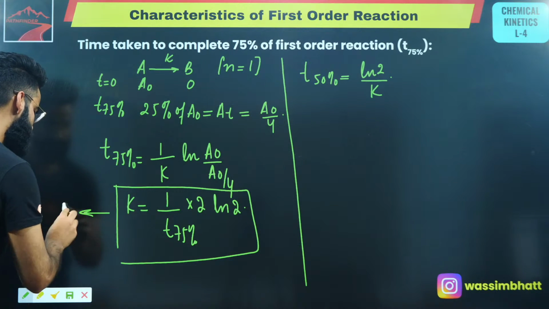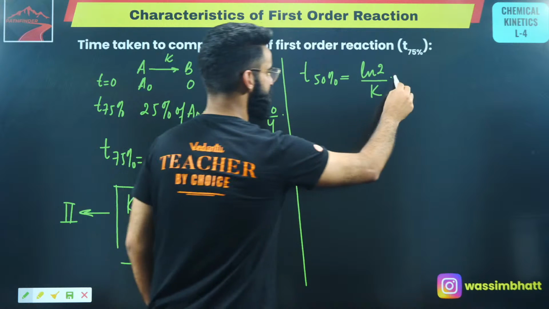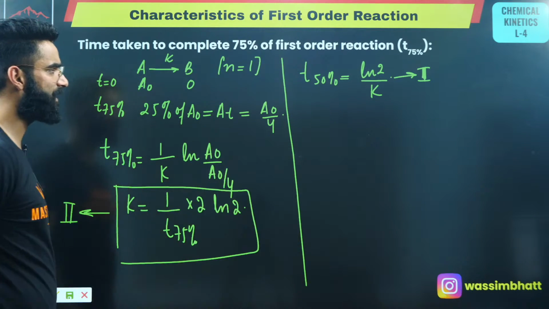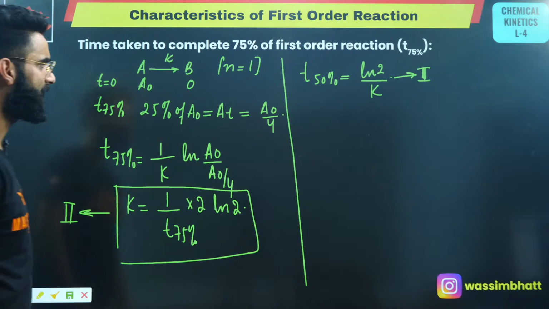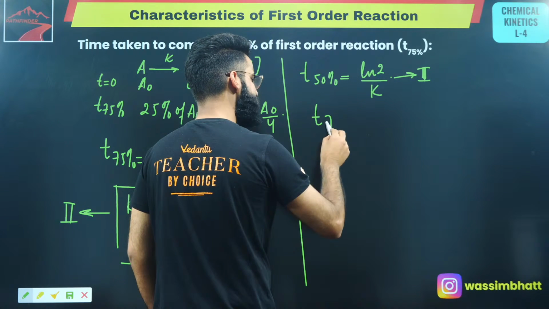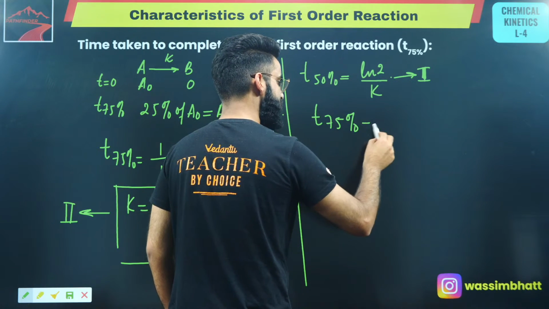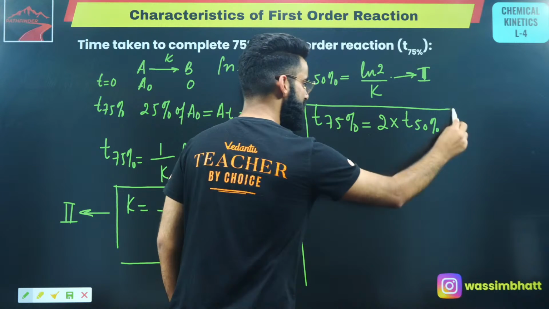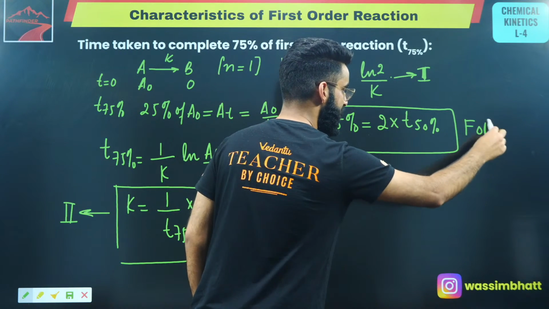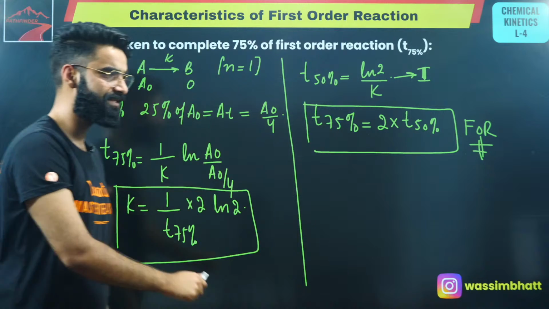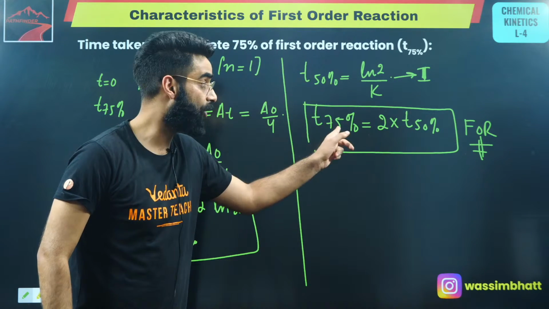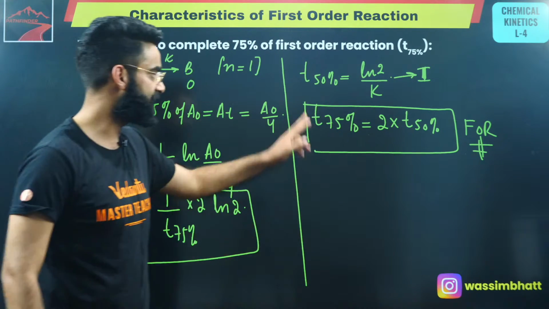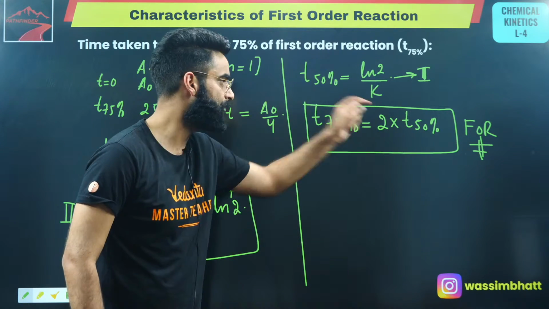If I divide these two equations, this is equation number 2 and this is equation number 1, what will I be getting? Time taken to complete 75% of the first order reaction is equal to 2 times the half-life of the first order reaction. This statement is only valid for the first order reaction. So remember, from now onwards, 75% of the first order reaction is actually getting completed in 2 half-lives.